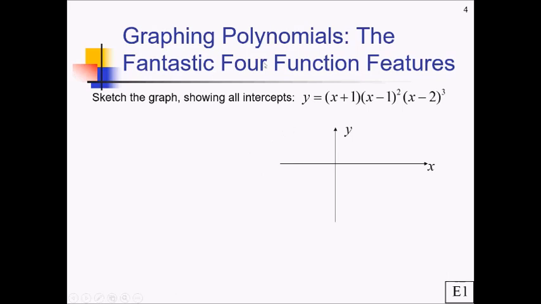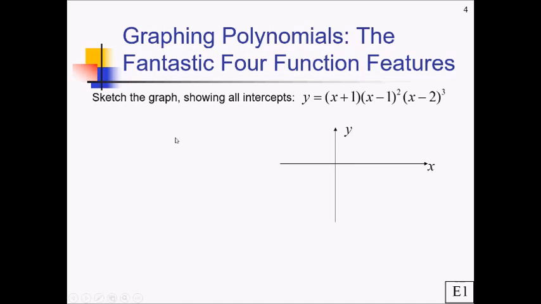There's 4 features we always go through when we graph these. I call these the fantastic 4 function features. We've got finding the x-intercepts and the y-intercepts, because that'll give us some points to actually go through. We need something to anchor our graph to the axes. And we're also going to figure out the end behavior and the root behavior. Basically what happens as you go to the far left and far right, and also what happens in between and at each of the x-intercepts.